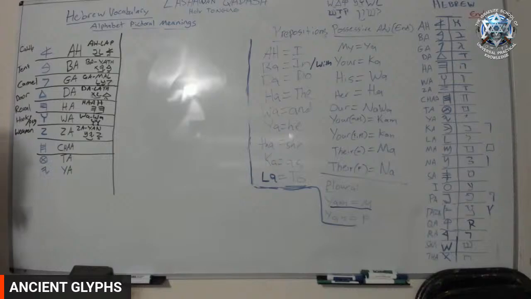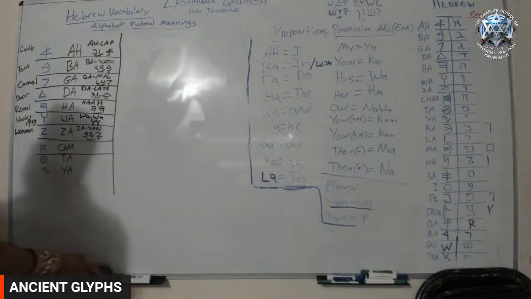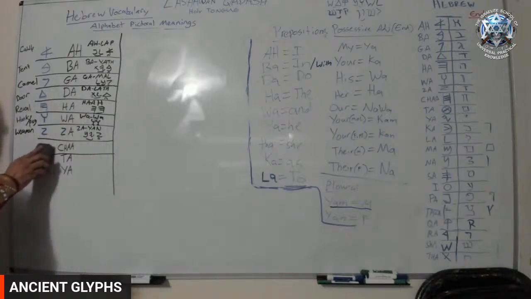Let's see what this one means. Ha. What does Ha represent? Anybody want to take a guess? Oh, yeah. I'll take a guess. Go ahead. Probably like a ladder. That's close. That is close.